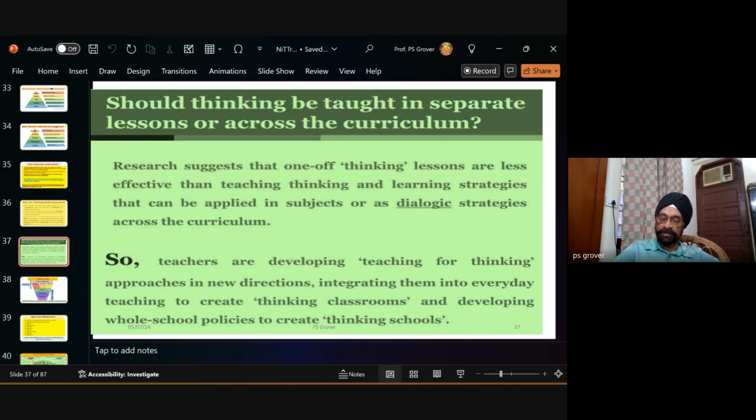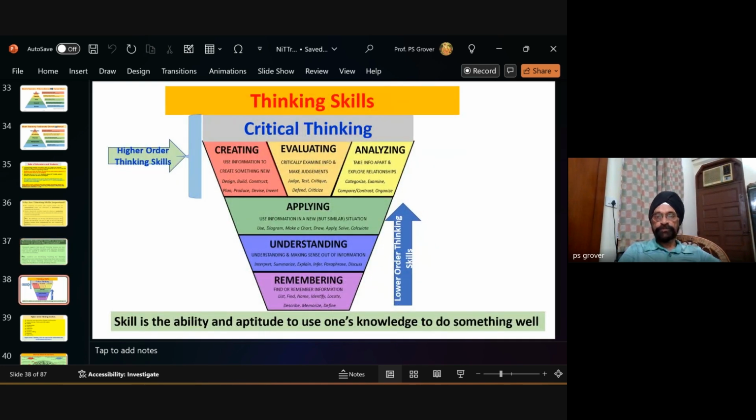Why do we send a student to the school for teaching? So thinking skills, which are important for employers, for employability skills, are critical thinking, creativity, evaluating, and analyzing. Please see, creativity, evaluating, and analyzing are higher order thinking skills. They are what are emphasized in the Bloom taxonomy, and they are part of the curriculum. They are part of the syllabus.